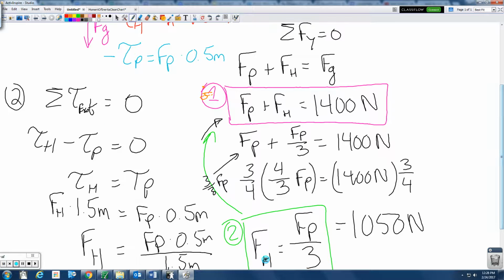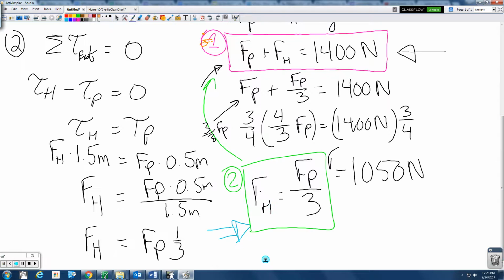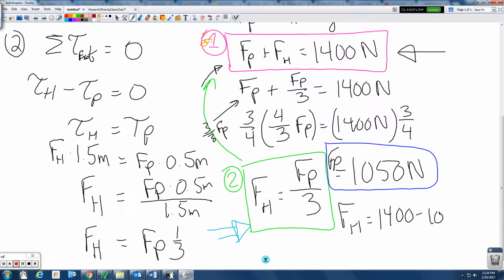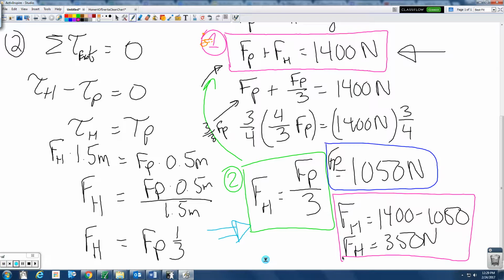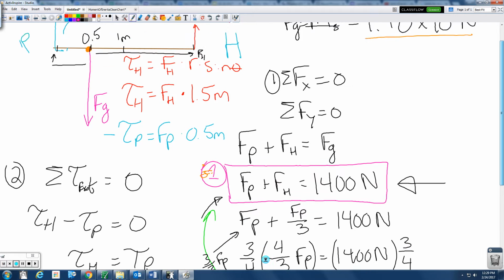1050, and we know from our equation 1 up here that the sum of the forces of the two individuals must equal 1400. So where this is the force of Paul, right here, the force of Henry must be 1400 minus 1050, which is 350 newtons is the force Henry is pushing with. So those are our answers for that one. That's how we get there.